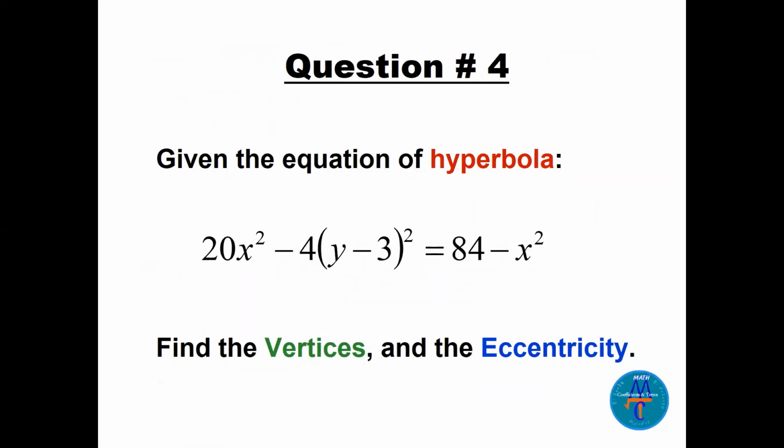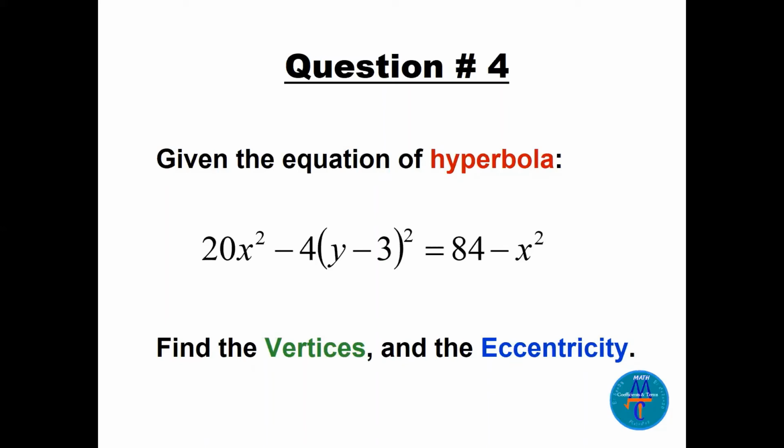Question number 4. Given the equation of a hyperbola, this is not difficult, maybe. We need to find 2 things here, the vertices and the eccentricity. See this one, it is half arranged. You see, sometimes the equation is ready in standard form. Sometimes you have to complete the square. It takes time. This one is 50-50.